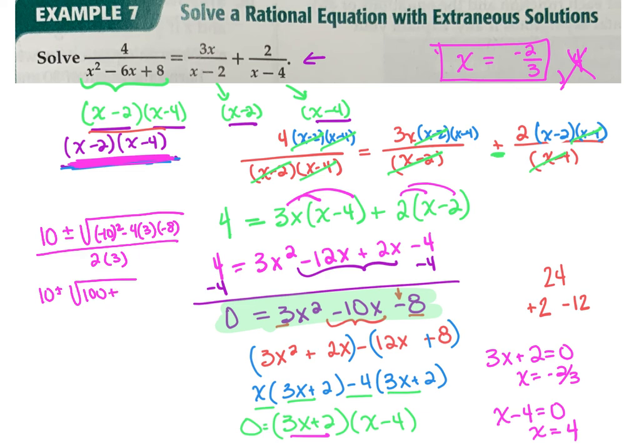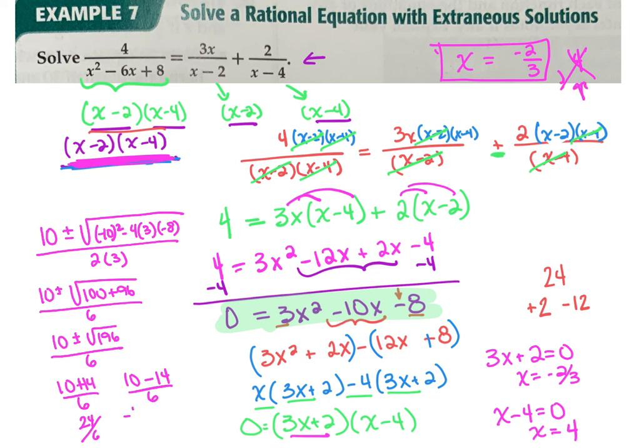What is it, plus 96? Yeah, there we go. So the square root of 196 is 14. So you get 10 plus 14 over 6 and 10 minus 14 over 6. This is going to be 24 over 6, which is where I got my 4. This is going to be negative 4 over 6, which reduces to negative 2/3. So the quadratic formula will always work if you're not good at factoring.